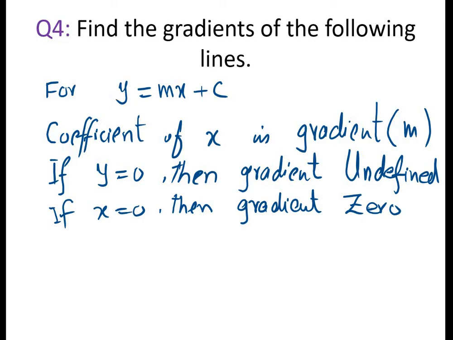Question number 4 says to find the gradients of the following lines. You are given a line, you need to find out the gradient of that line. So for y is equal to mx, the slope is the coefficient of x, right? So the coefficient of x is the gradient. If y is equal to 0, then the gradient is 0, and if x is 0, then the gradient is undefined.